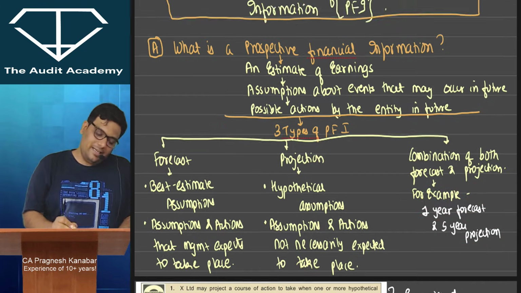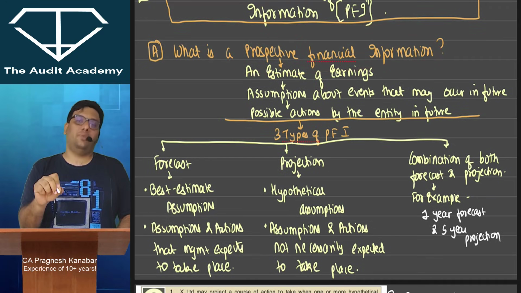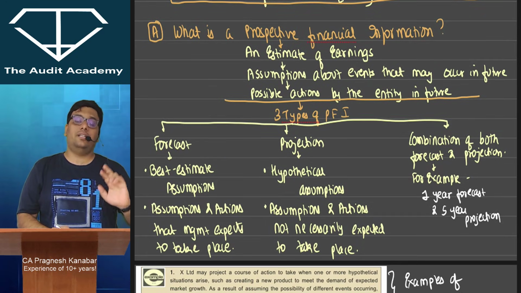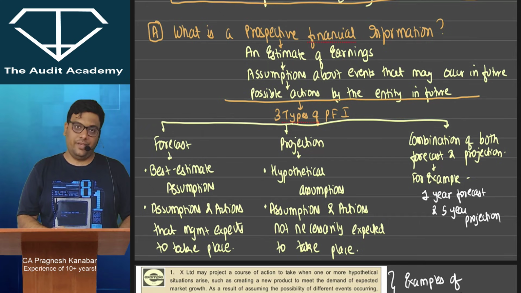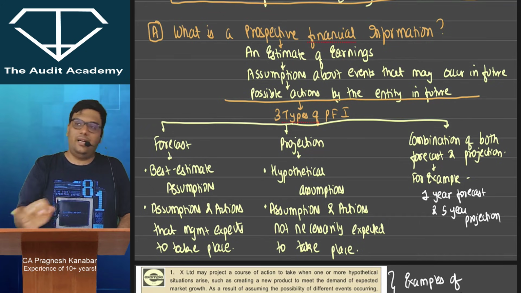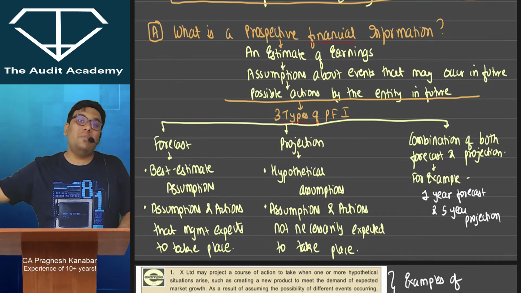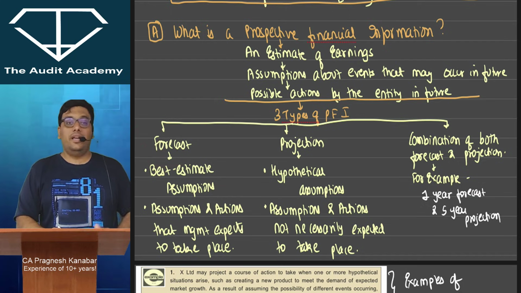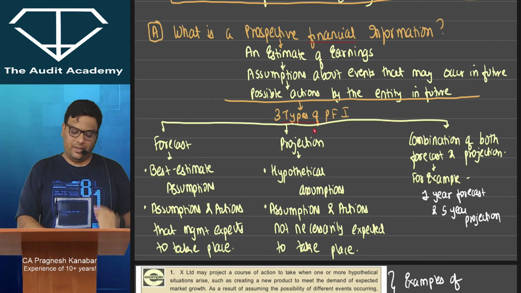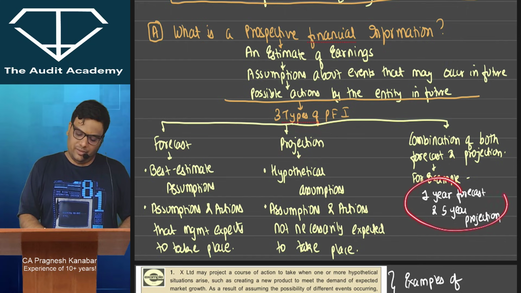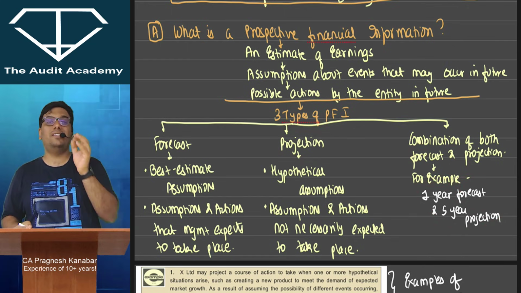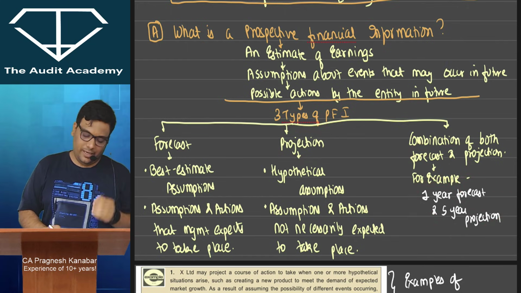If the exam only says prospective financial information, then you will not understand whether the question is about forecast or projection. But if the question clearly tells you that it is short term or based upon best estimate, then it is a forecast. If it is a theoretical assumption that may or may not happen, then it is a projection. And if it shows you something like this, then it is a combination. Please remember this for MCQs, and it will also help you in the answers.